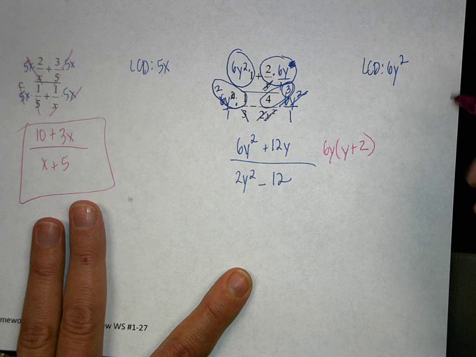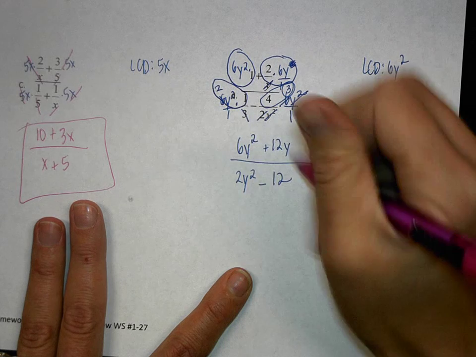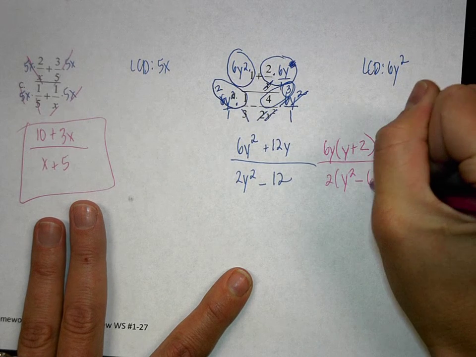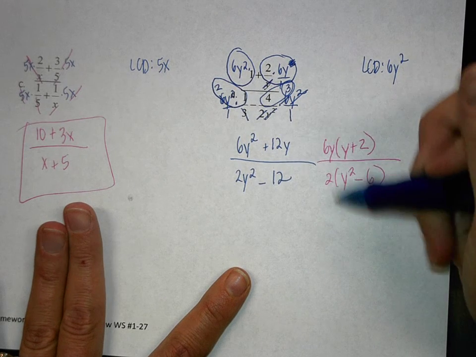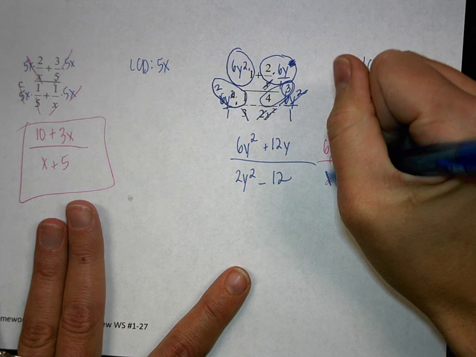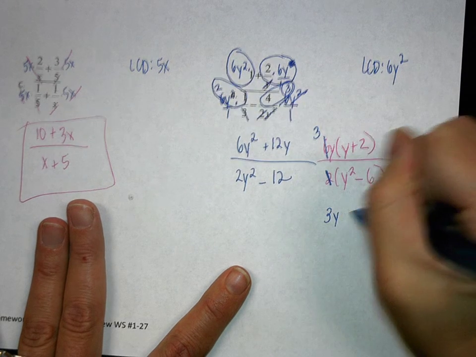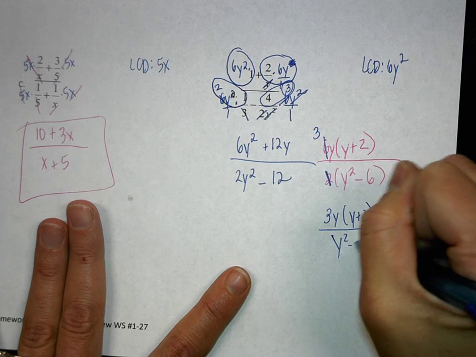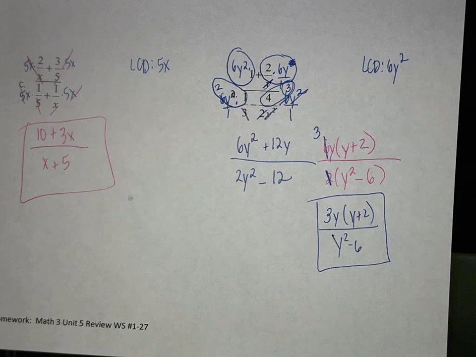Correct? Denominator. What can I take out of the denominator? A 2. And that is left as y squared minus 6. A lot of you didn't notice this, but the 2 and the 6 here can reduce. So this 2 can cancel with this 6 and make it a 3. So my answer is 3y times (y plus 2) over y squared minus 6. Okay, any questions?